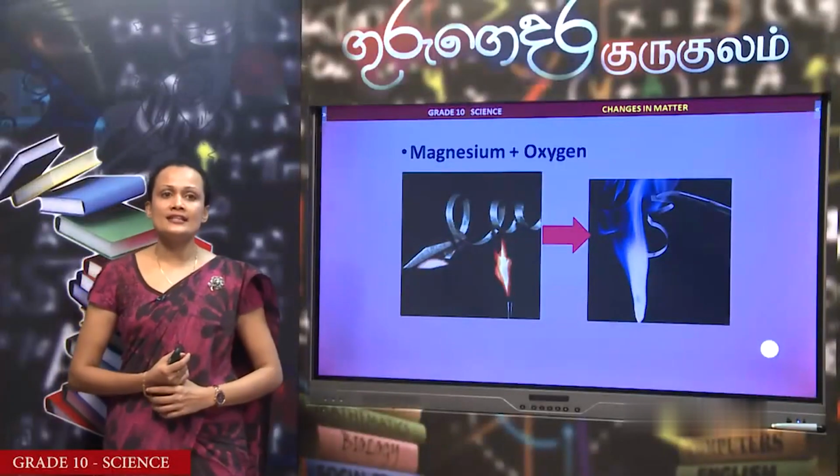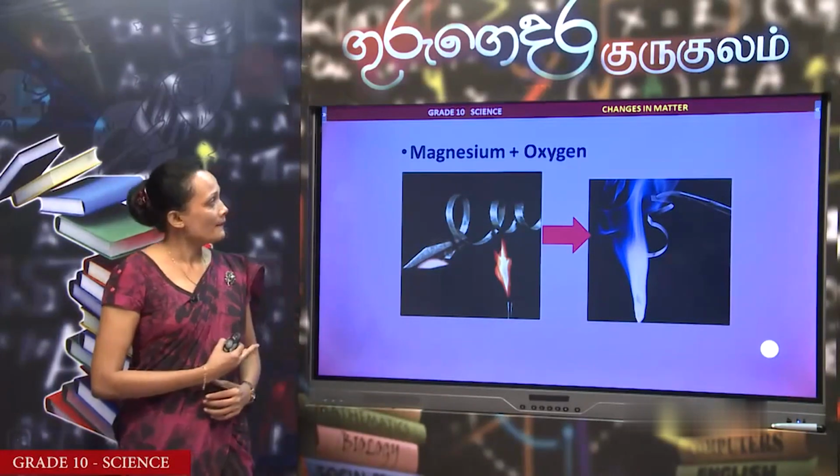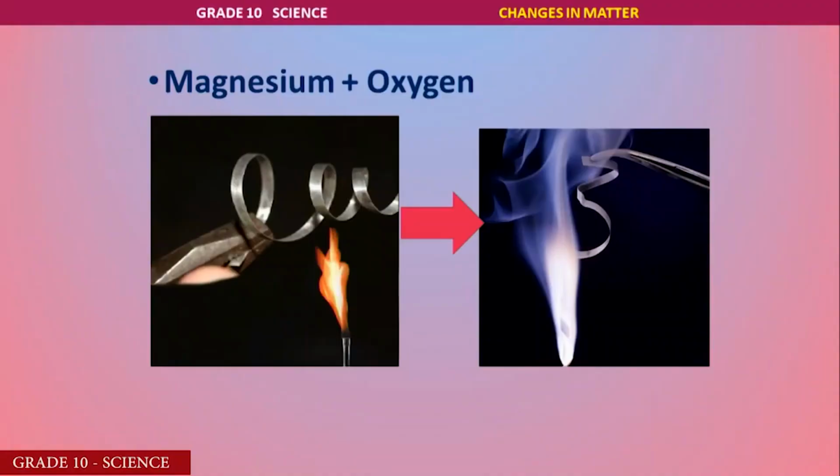Then look at this one. The picture for the reaction between magnesium and oxygen gas. When we burn a magnesium strip, it gives a white bright flame and a white colored powder remains. So the first picture shows the magnesium strip before heating. The second picture shows what happened when burning the magnesium strip in air.